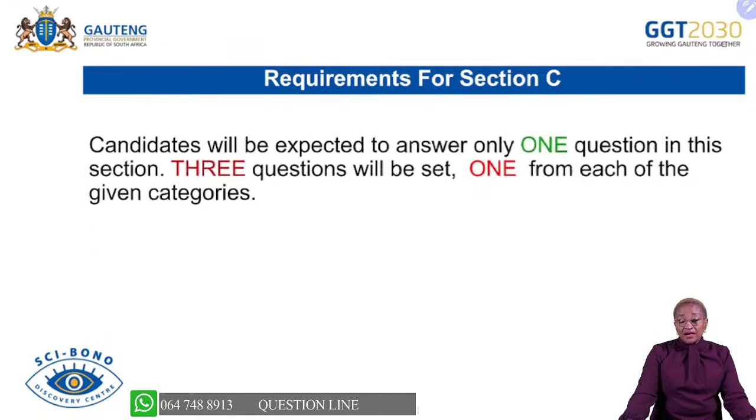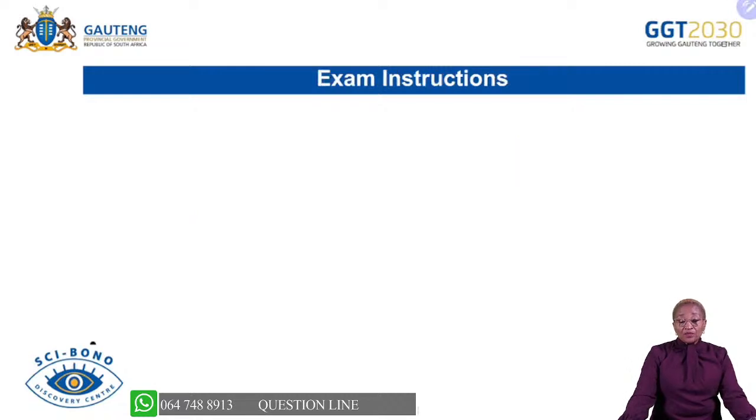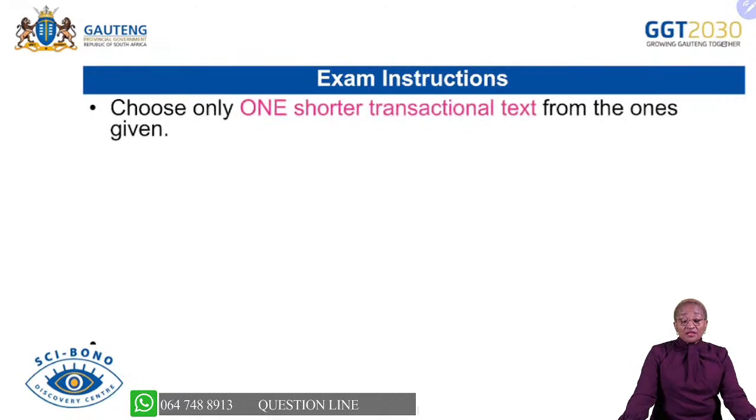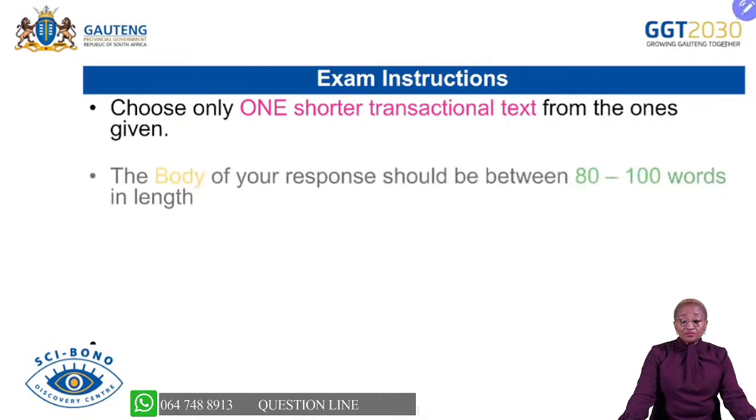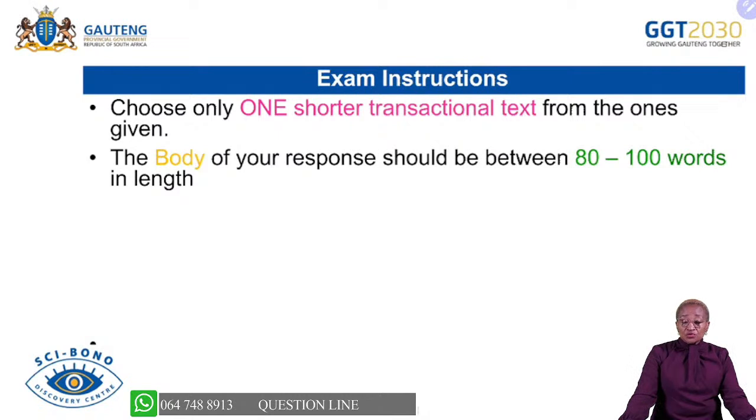Let's have a look at the requirements for section C. Candidates will be expected to answer only one question in this section. Three questions will be set, one from each of the given categories. You will be expected to choose only one shorter transactional text from the ones given. The body of your response should be between 80 to 100 words in length. This is very, very important. You need to adhere to the required length. Failure to do so will work against you.